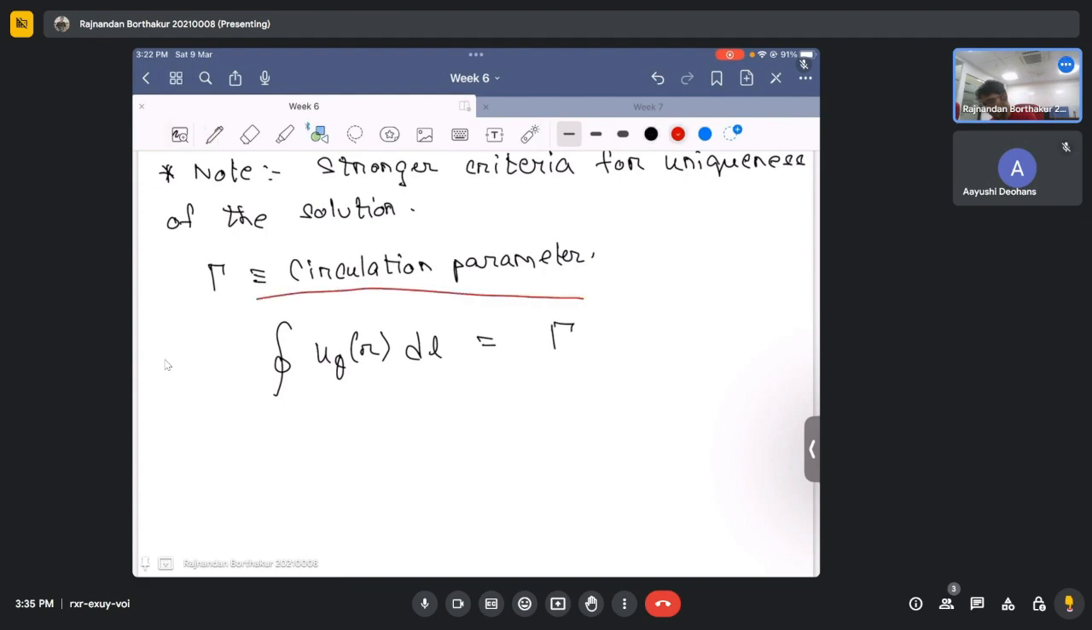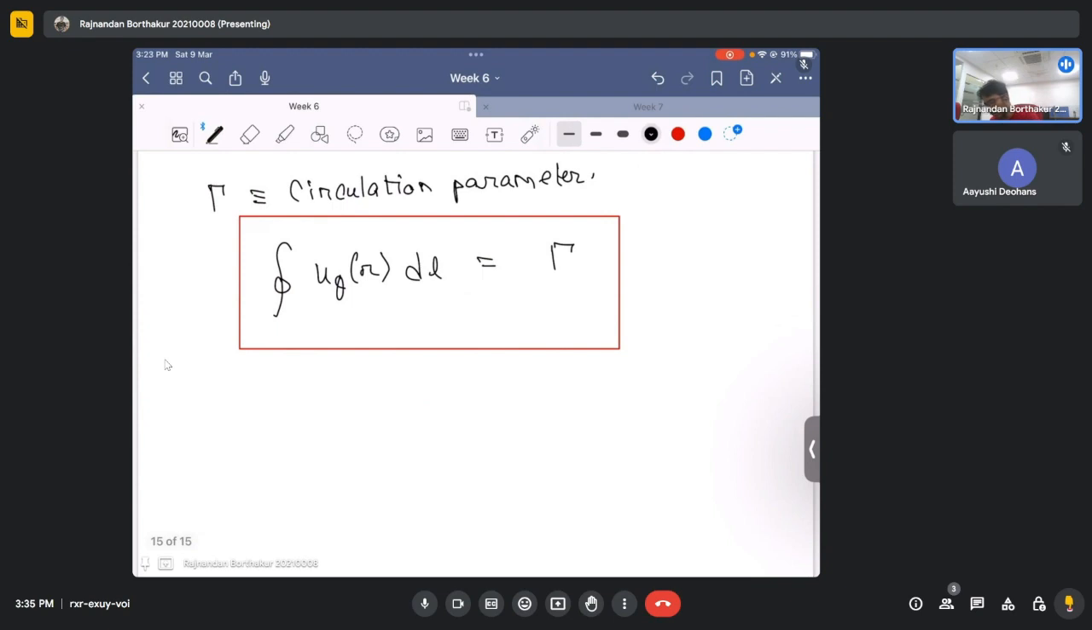This is one of the most important parameters, well, I won't say the most important, but one of the most useful parameters when you are looking at flows which possess axisymmetry and rotate around a fixed point or things like this. So the circulation parameter sometimes is of great help to us, as in this case we will see.